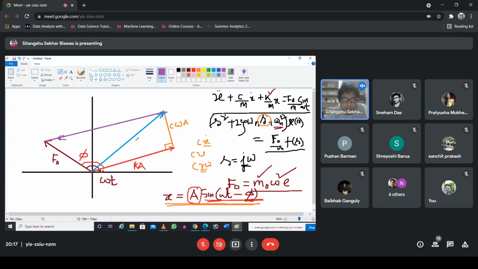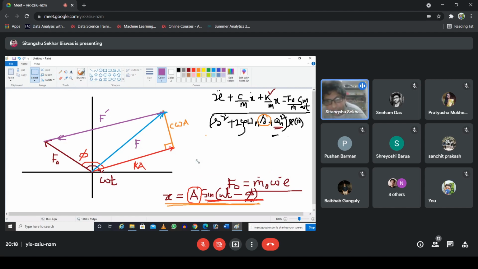So basically this, I can tell this is F, only F, and this is F dot. So the summation of F and F dot should be F0. So this is coming from where? If you remember the first term, while we were making the differential equation, there was an inertia term, m minus m0 into x double dot.